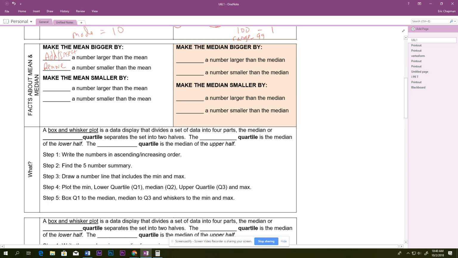How do you make the mean smaller? Well, you remove a number larger than the mean, or you add a number smaller than the mean.